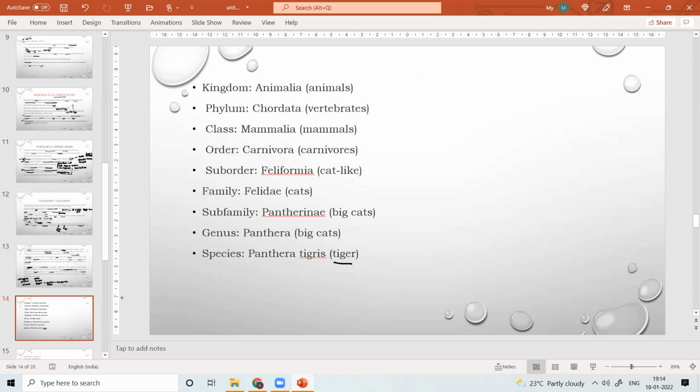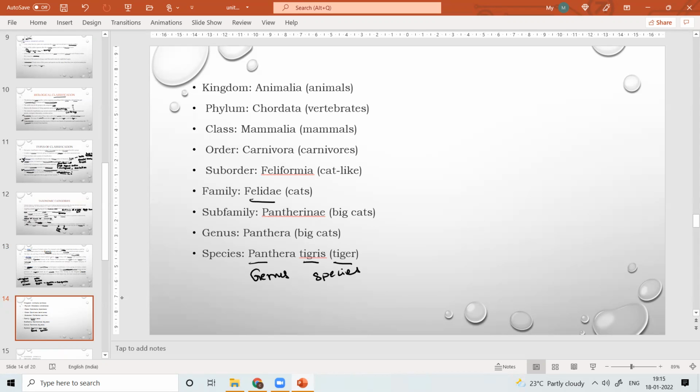As we already discussed, the scientific name of tiger is Panthera tigris. So it is binomial nomenclature, right? Panthera indicates the genus, and tigris is the name of the species. And here the genus is Panthera. Okay, the subfamily is Pantherinae, and the family is Felidae. That means it also includes the cats.